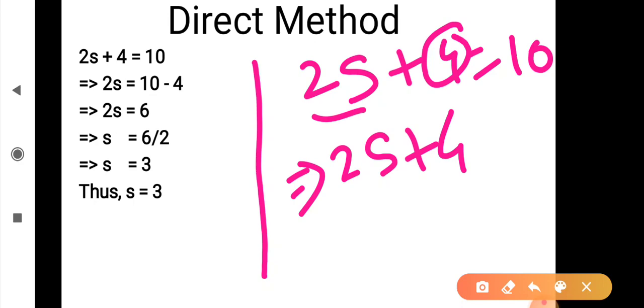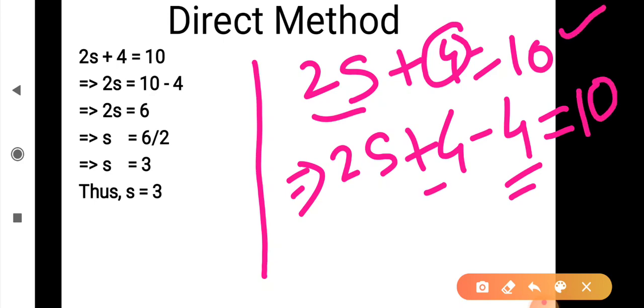Now we have already learned integers very well, and we know that 4 can get removed if I subtract 4 with 4 itself. Then it will become 0. So we have plus 4, and to subtract it we need minus 4. Now the condition is, if you have placed an extra minus 4 in the left hand side, then you need to put the minus 4 in the right hand side as well. Therefore it will be 10 minus 4.